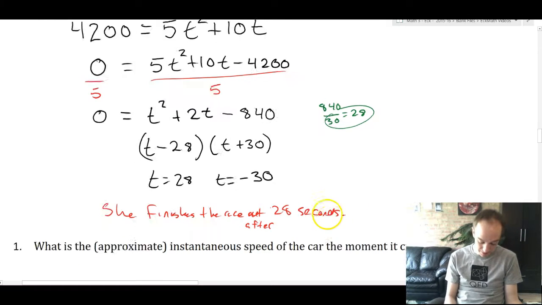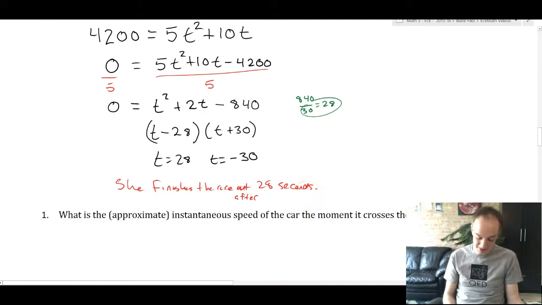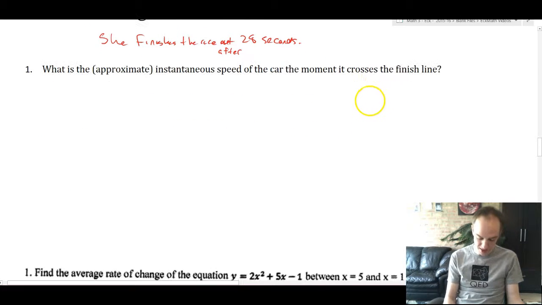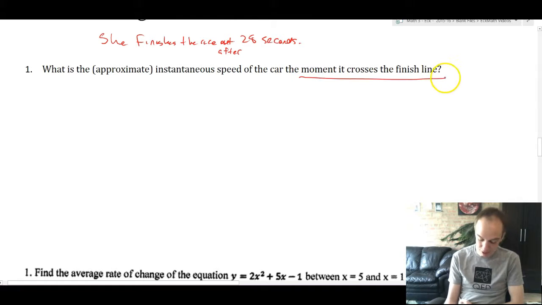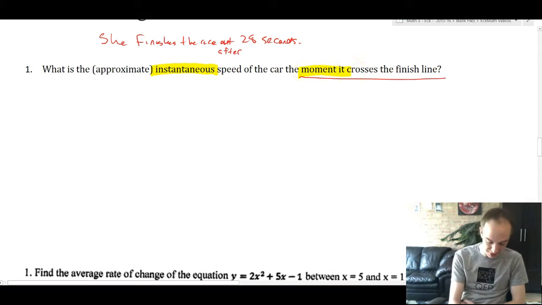All right. The reason they asked us for that is really because of this next question. What is the approximate instantaneous speed of the car the moment it crosses the finish line? So there's two clues here about what we're doing. They use the word instantaneous, and they're asking about the moment it crosses the finish line.